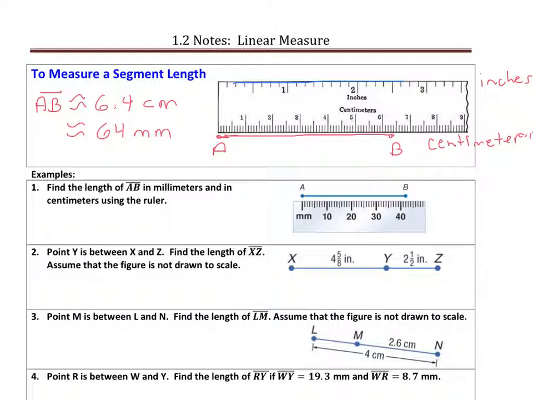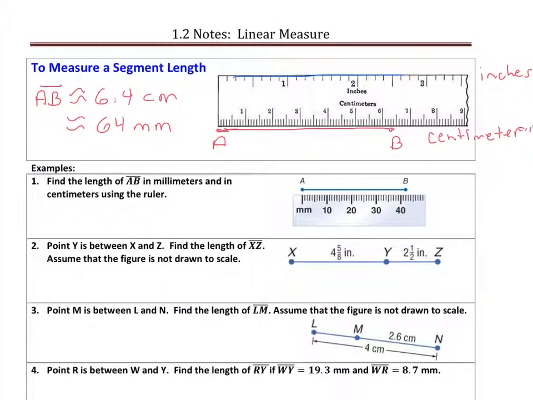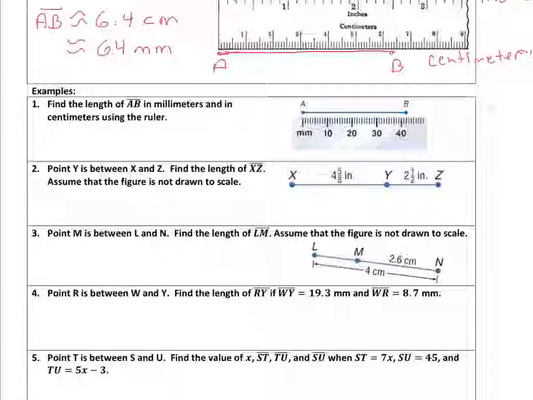So, looking at some examples here, find the length of AB on example number 1 in both millimeters and centimeters. It looks like AB here is approximately, in millimeters, I would say by my eyes about 42, 43-ish millimeters, and that is approximately 4.2 centimeters.